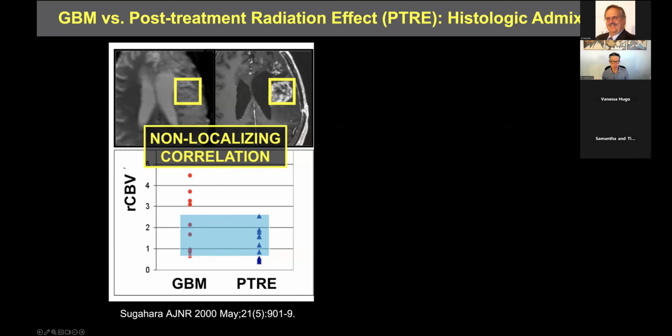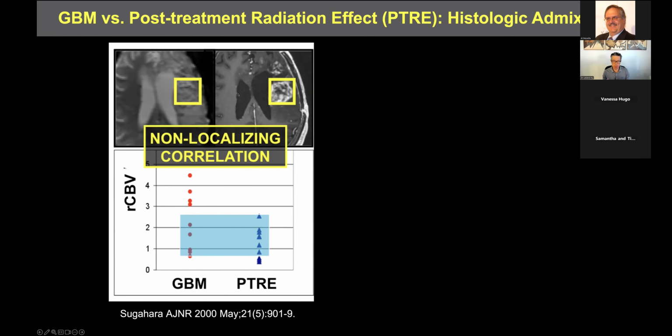So what they did was they took a cohort of about 20 patients, and they grouped them into either the tumor group or post-treatment effect group based off of whether they had a non-localizing biopsy, or sometimes they didn't have histologic confirmation and they used just imaging follow-up to say, okay, if the lesion was growing over time, let's call that tumor. If it stays stable or regresses, then we're going to lump it into the post-treatment effect group.